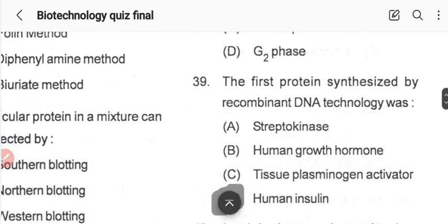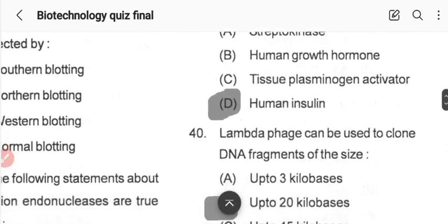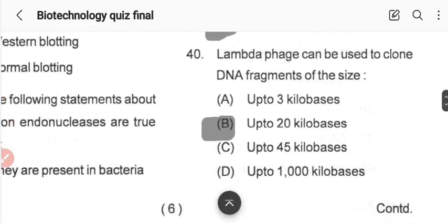Then the first protein synthesized by recombinant DNA technology was human insulin, which is also useful for diabetes. Then lambda phage can be used to clone DNA fragments of what size? Up to 20 kilobase. So, next question.